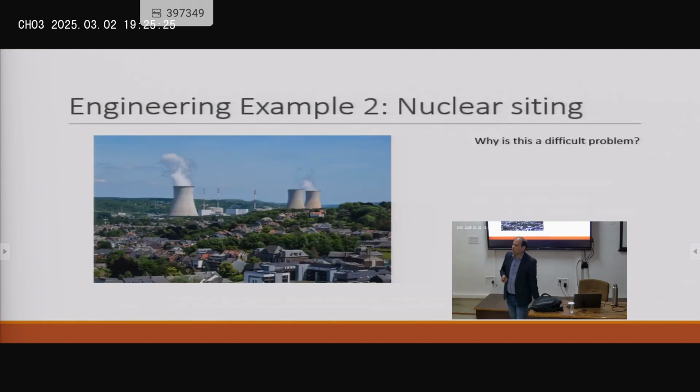Okay, and then nuclear plant siting. That's another area where it's used quite a bit, or has been used in the past. Why is this a big problem? Where should we put a nuclear power plant? Okay, nuclear waste is one. What else?